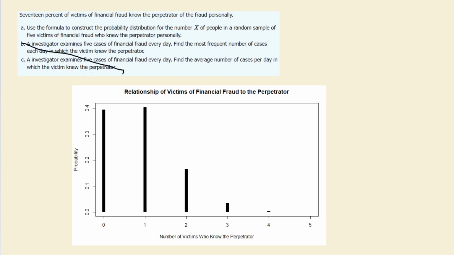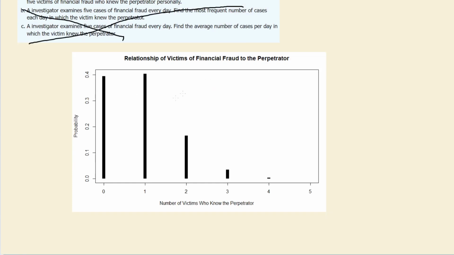And we can ignore the rest of this problem. We do not have the tools in our toolkit to solve this yet. That's going to be the subject of the next video when we talk about the binomial distribution. But we're given the fact that 17% of victims of financial fraud know the perpetrator personally, and we're asked to construct the probability distribution for a random sample of 5 victims of financial fraud. And we're asked to see what's the probability distribution for the number of those 5 victims in our sample who knew the perpetrator. And so I went ahead and constructed this using what we're going to learn in the next video in the topic, the binomial distribution.